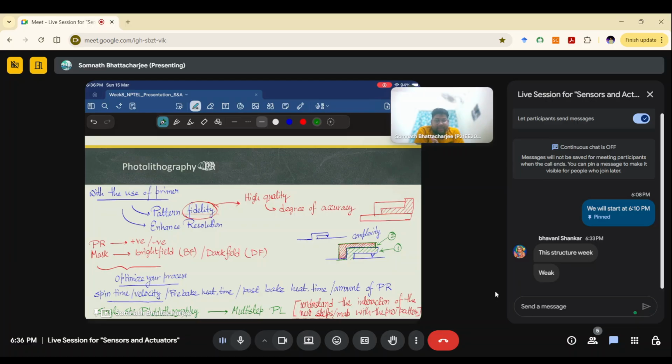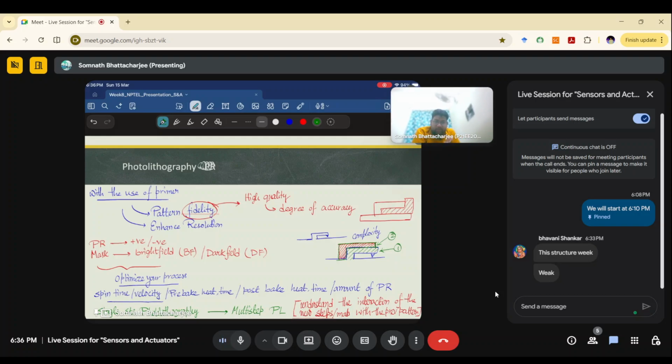Even if you made it a day or 2 days ago, it doesn't matter, it won't hold off against etching or some kind of thing, right? So you need to understand that your previous pattern doesn't get destroyed because of the new patterning or new process. So this is the basics of photolithography.